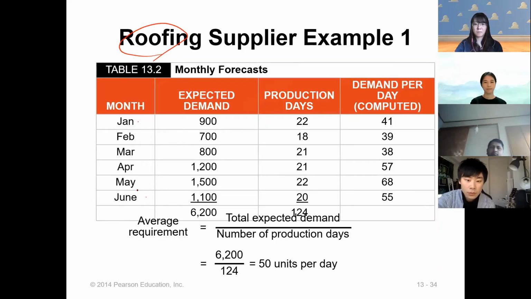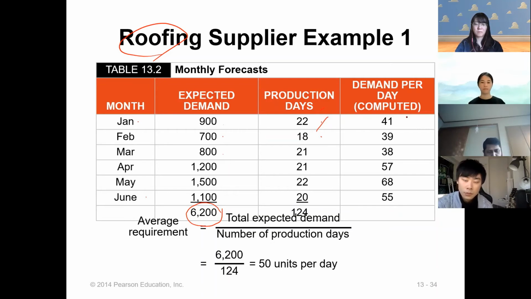We're not going to bother with 12 months, it is going to be much more complicated. So we have a 6-month example, very, very simple. The demand is 900, 700, 800, and so on, with a total of 6,200. And we have different working days for every month. For production days, January is 22 days. This is normal in all organizations, and you also have holidays and so on. So you have your production days.